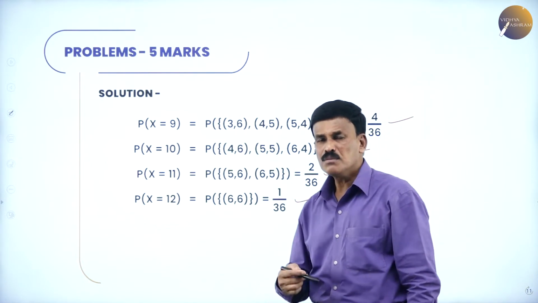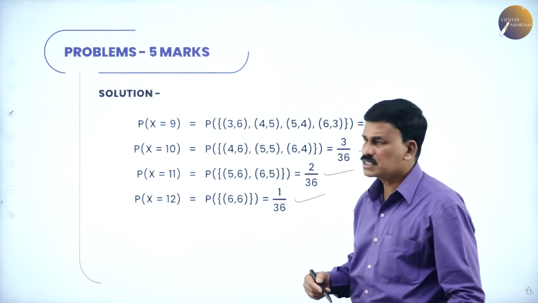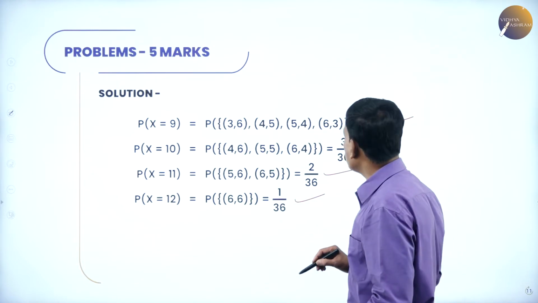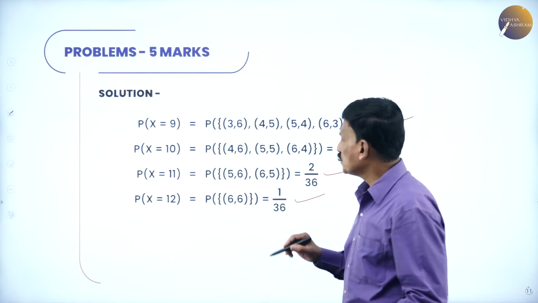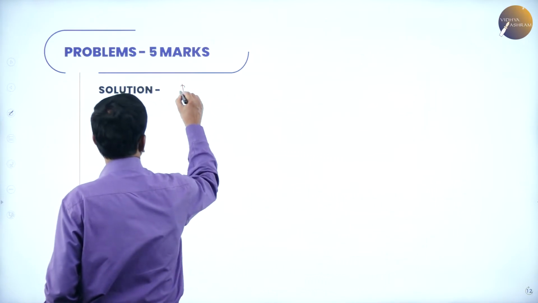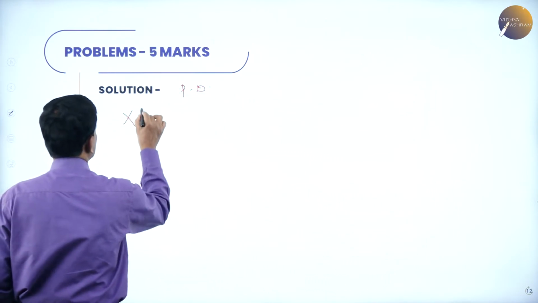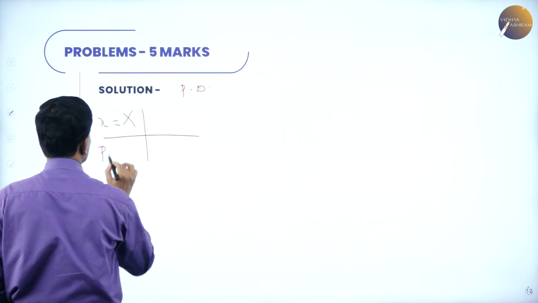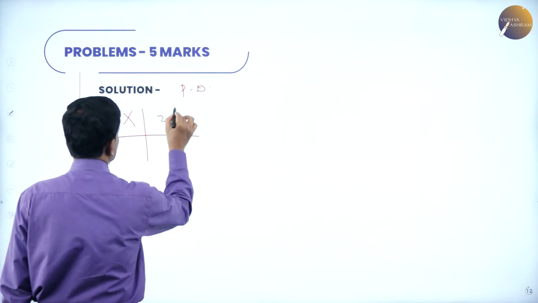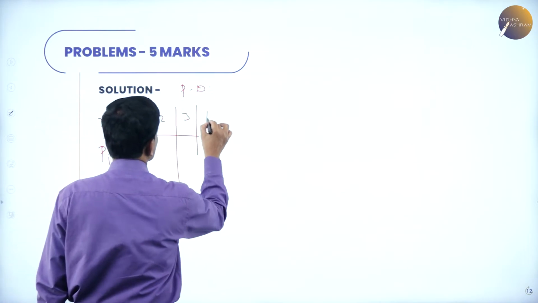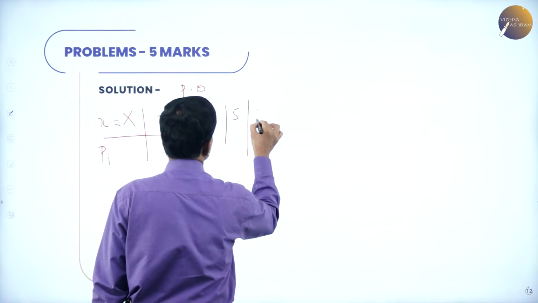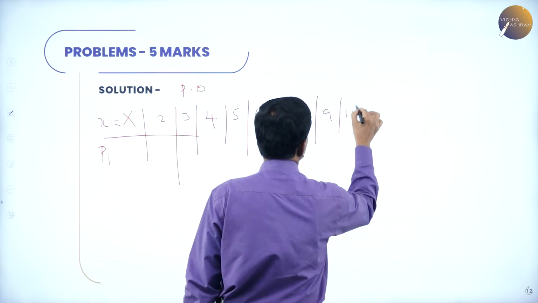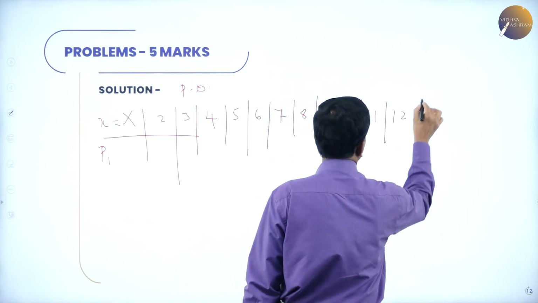So this is the probability distribution for x equal to 2 to 12, that is the sum of the two numbers. This can be put in the form of a table. So therefore the probability distribution table is here, x and p of xi. So here x goes from 2, 3, 4, 5, 6, 7, 8, 9, 10, 11 and 12.